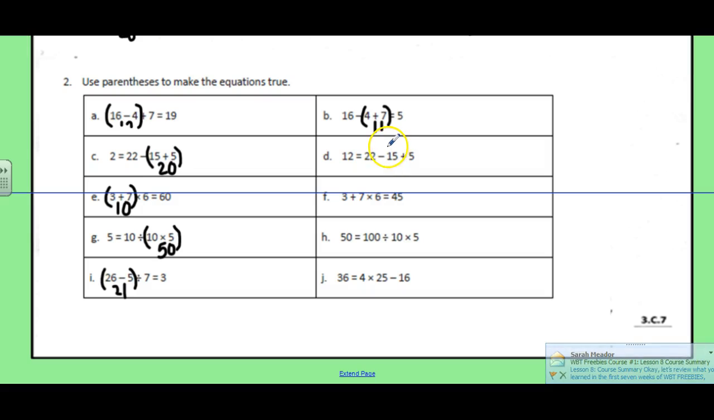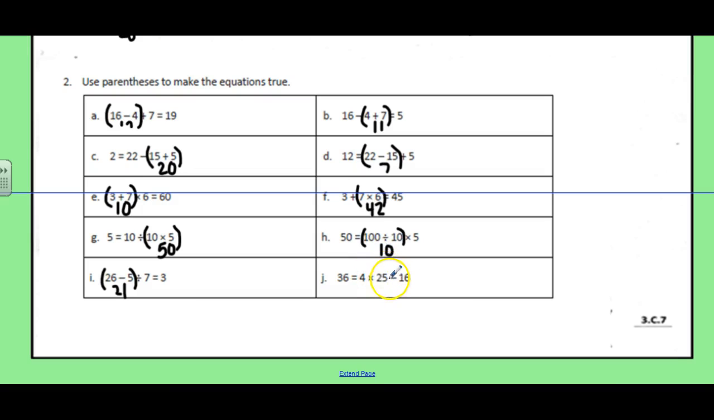For this equation, I'm going to start with 22 minus 15. And I know that that is equal to 7, and I know that 7 plus 5 is equal to 12, so this is where the parentheses need to go. Down here, 7 times 6 gave me 42, and I know that 42 and 3 added together gives me 45, so your parentheses need to go around the 7 times 6. I know that 100 divided by 10 is 10, because I can count by tens 10 times to get to 100. And I know that 10 times 5 gives me 50. So this is where your parentheses needed to go for this equation.